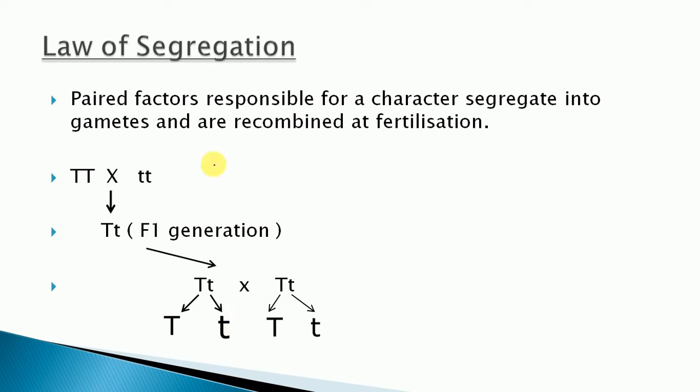So what does it state? It states that paired factors, like capital T is a factor and small t is a factor, are responsible for a character. They will separate into gametes. Capital T will separate, small t will separate, and they are recombined at fertilization. So during zygote formation they will again recombine. This is the law of segregation.